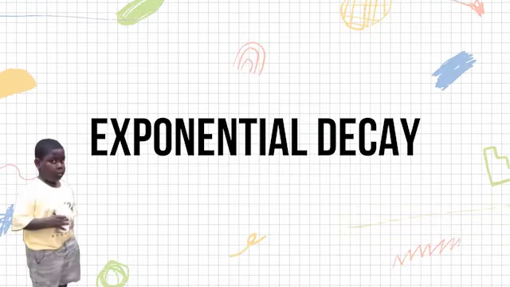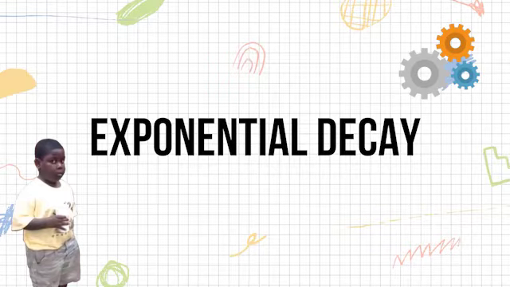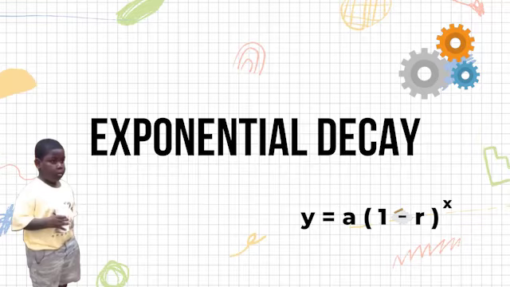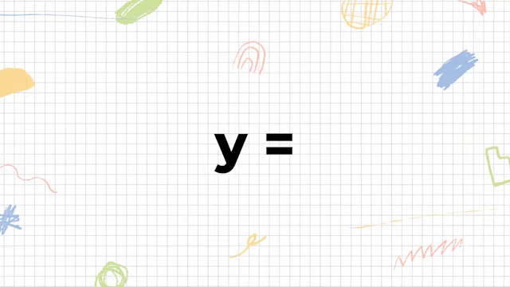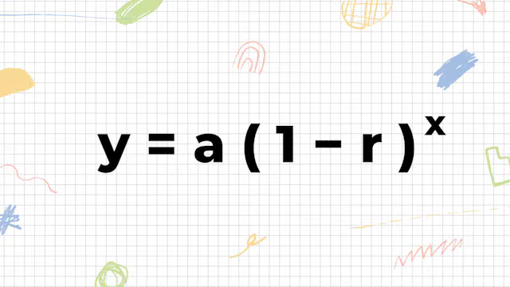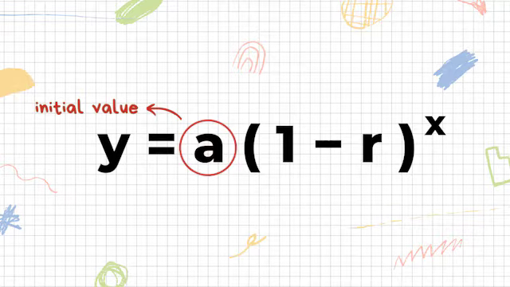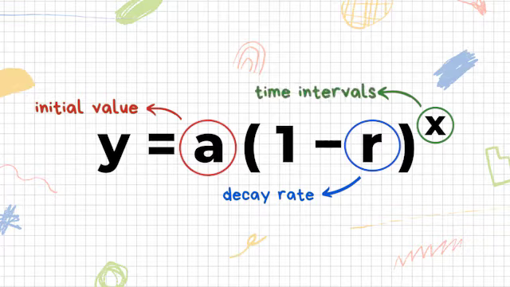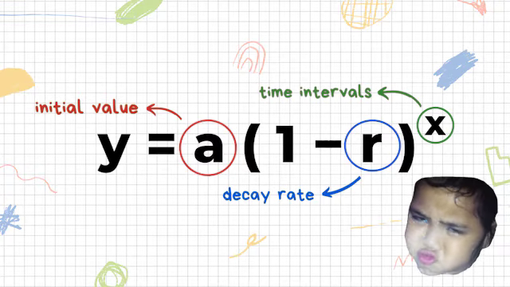So, what about this? The mechanism of this is pretty much similar to exponential growth, except that you use subtraction. Let us give you an example. Y is equal to A multiplied by the quantity of 1 minus R raised to the x power. When A equals the initial value, R equals the decay rate, and X equals the number of time intervals that have passed. Let me explain the logic behind this formula.